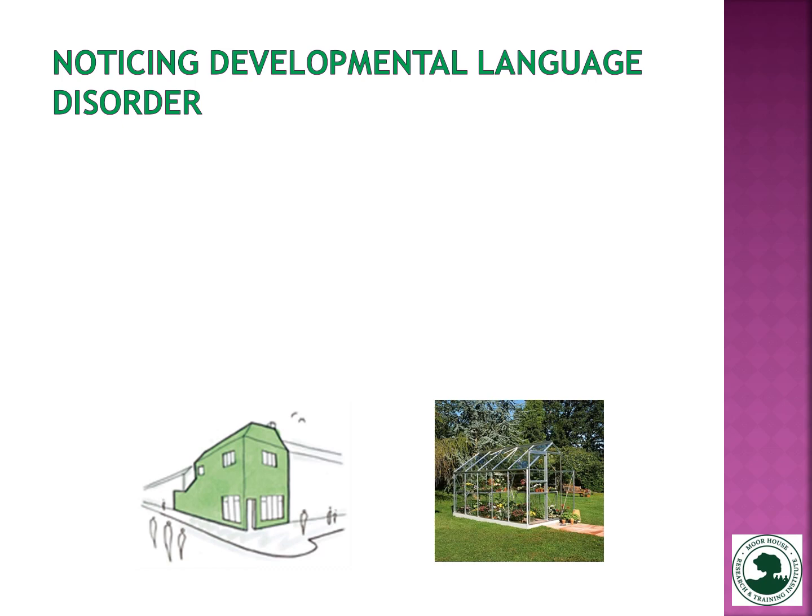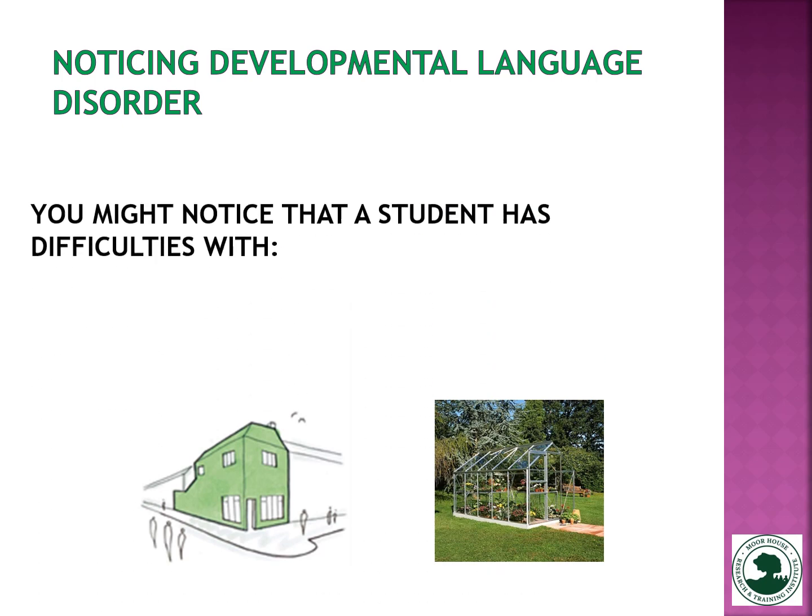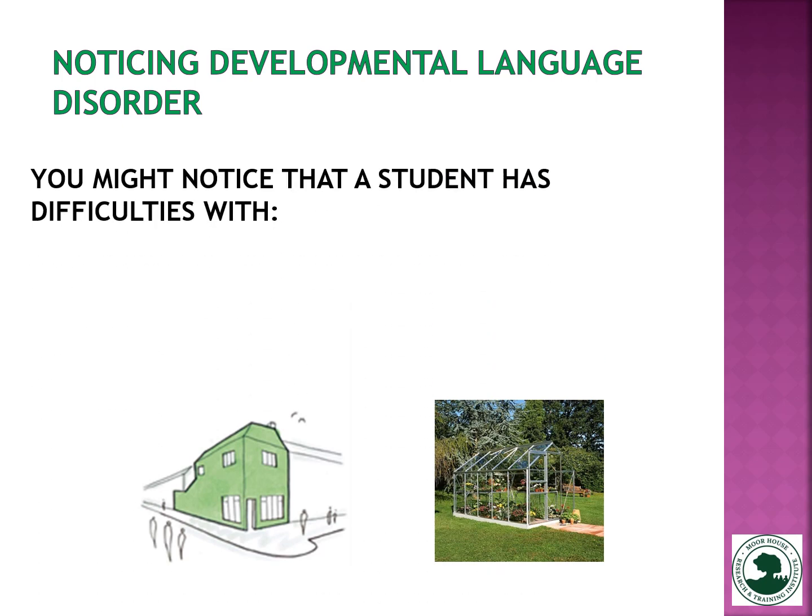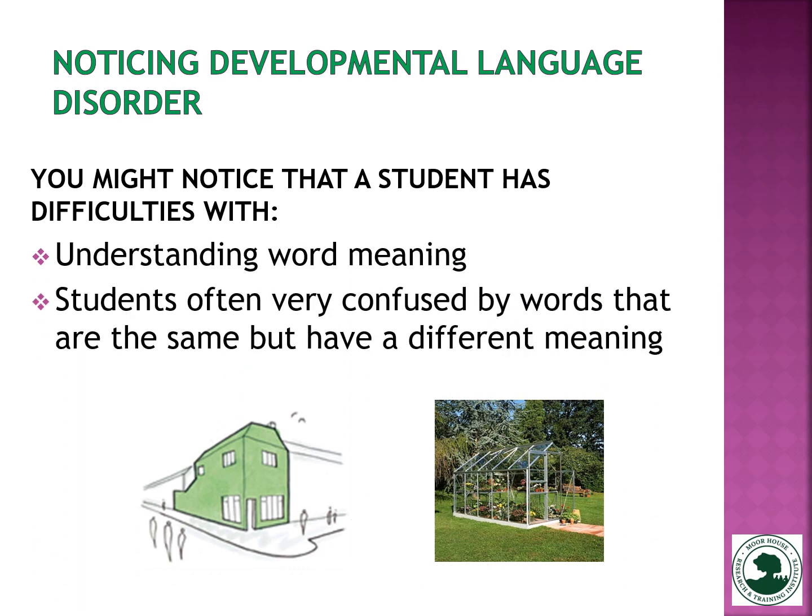So how do we identify a child or young person with DLD? There are some key signs to look out for. You might notice that a student has difficulties with understanding word meaning. Students are often very confused by words that sound the same but have a different meaning.